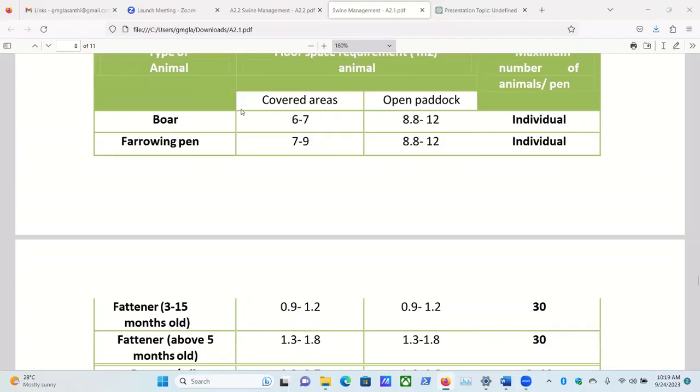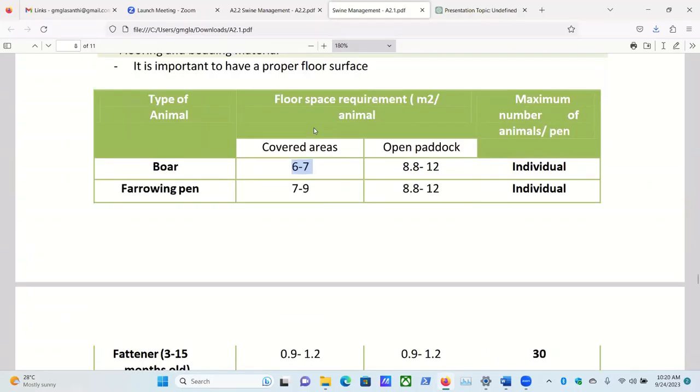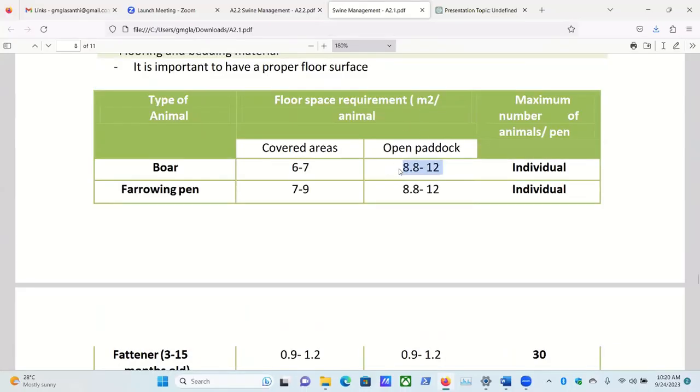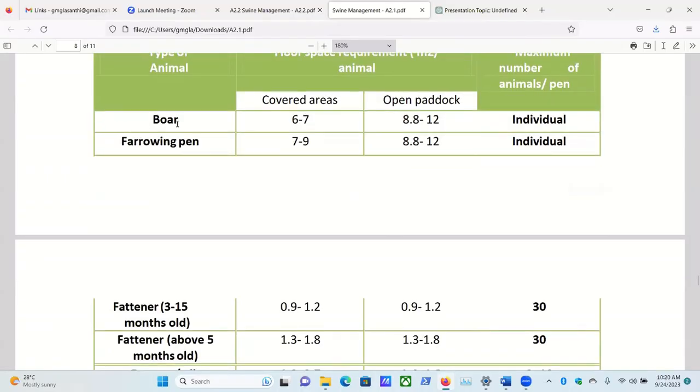So these are the recommended floor space. That means the space you should provide for each animal. For the boar, in covered area, that means in a covered housing system, you have to provide 6 to 7 square meters. In open paddock, that means in an open house, you have to provide 8.8 to 12 square meters for boar.